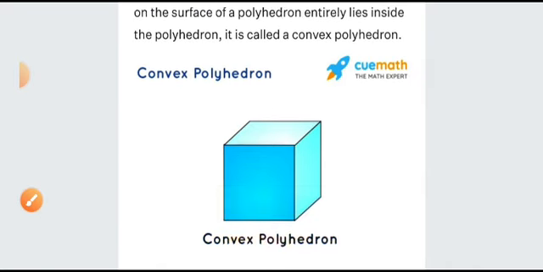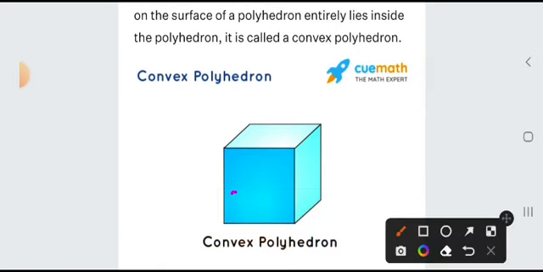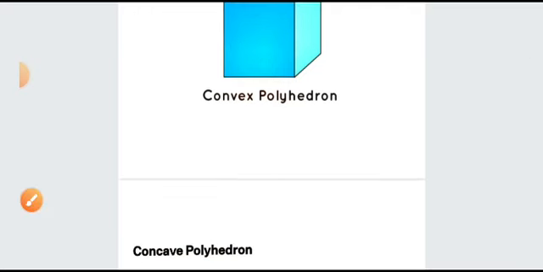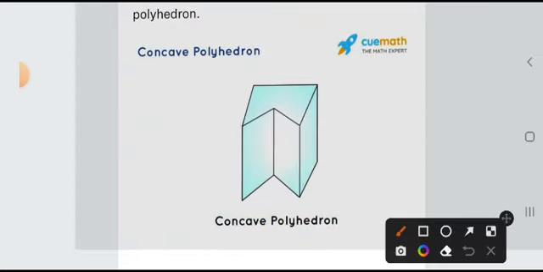You can choose any two points, suppose on this face and on this face, and try to join them. Then this line segment will completely lie inside the polyhedron. That's why it has been named convex. But in this case, if you try to join these two points, you can see that this line segment is just outside the polyhedron. That's why it is concave.